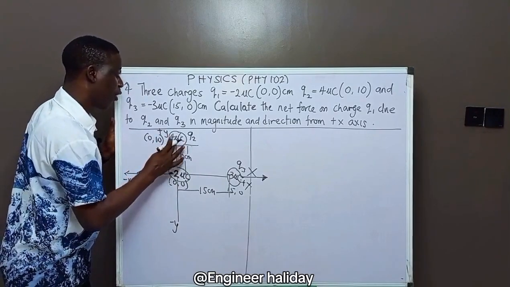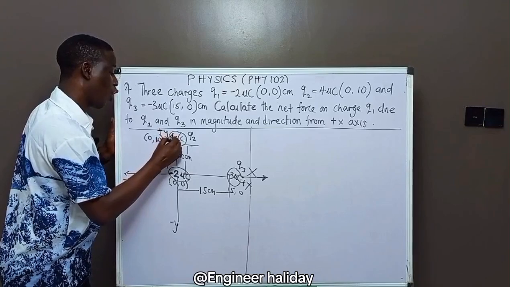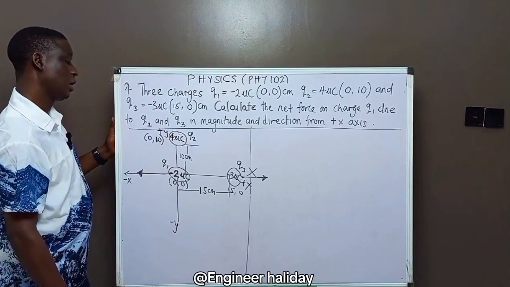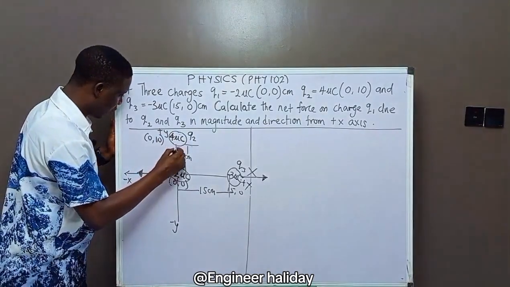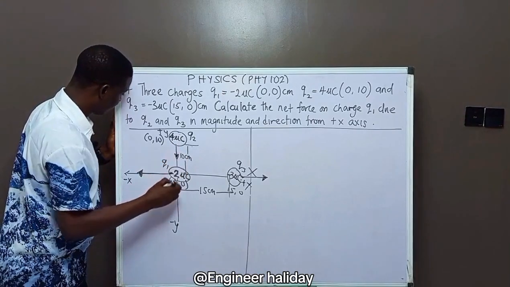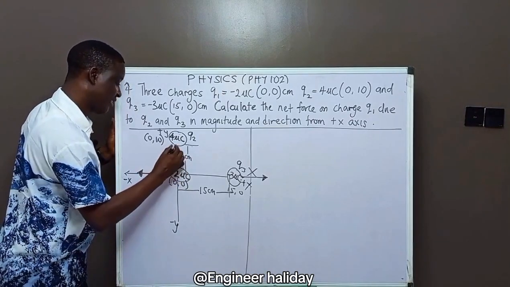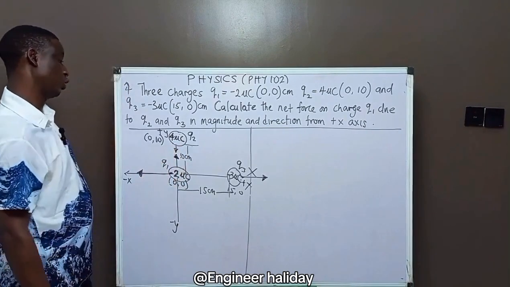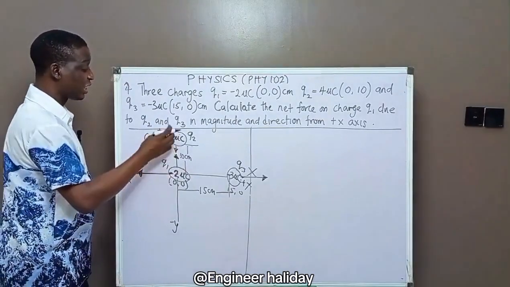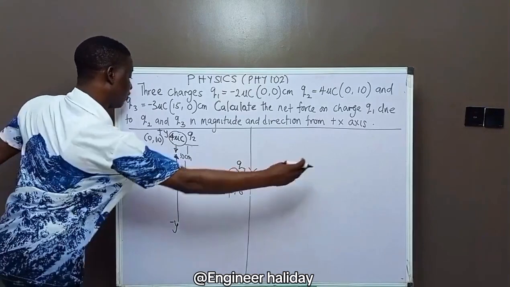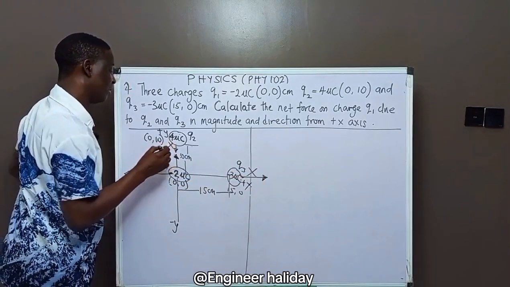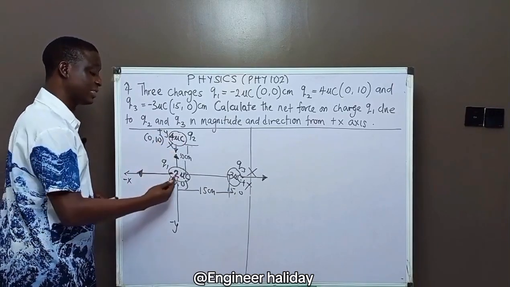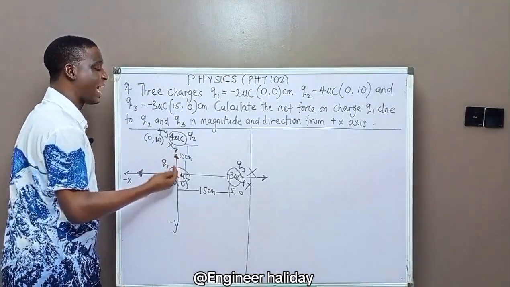Then what about this one? What is the influence of the 4 microcoulomb on this particular minus 2 microcoulomb? Then we attract. This one will attract this one like this, and this one will also attract this one like this. So attraction is like this now. They will attract each other because they are unlike charges. The other ones are like charges, so that's why they repel. But we are not interested in that. We are only interested in the arrow directed out from this one.